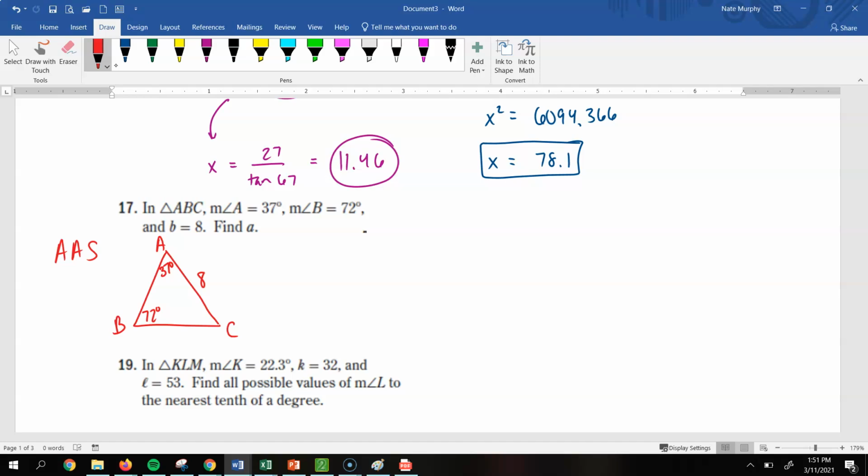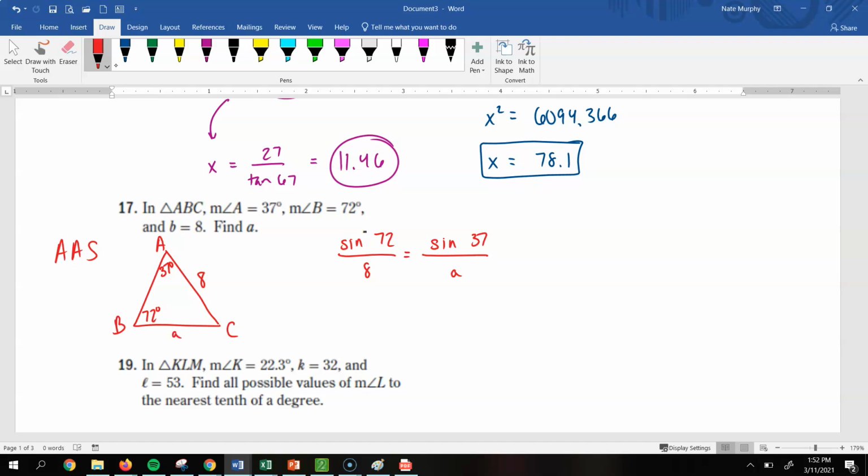This is an angle, side situation because we know two angles and a side outside of those two angles. So we're going to use the law of sines. So it'll be the sine of 72 degrees over the side across from it, which is 8, equals the sine of angle A, which is 37, over the side across from it, which is what we're trying to find. We're trying to find side A here.